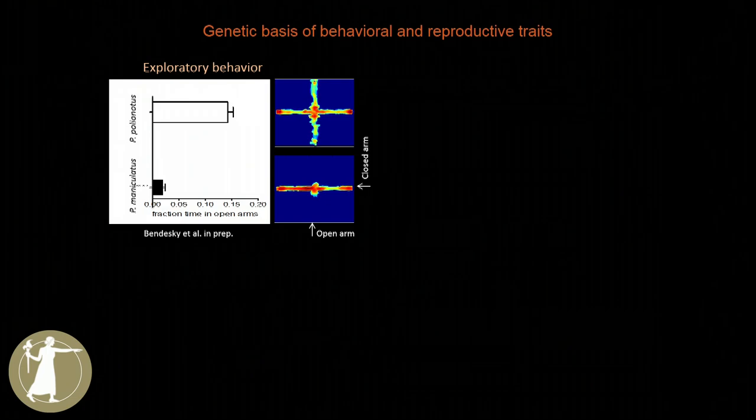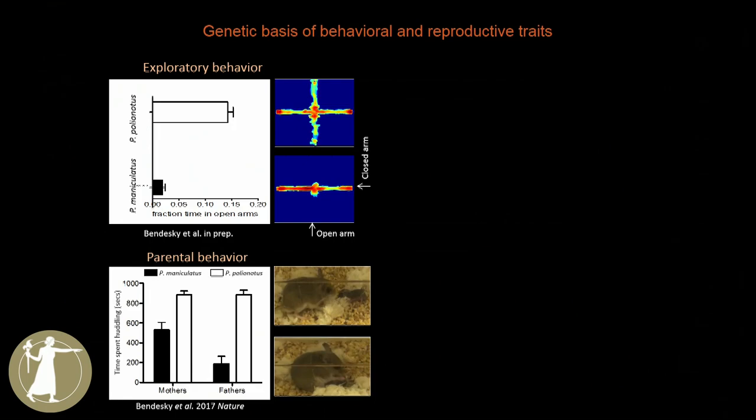These mice also differ in mating systems. Some are promiscuous, some are monogamous. We can cross these and look at the effects on parental behavior. We just had a paper published two weeks ago in which we were able to identify a gene that gives rise to differences in parental behavior.